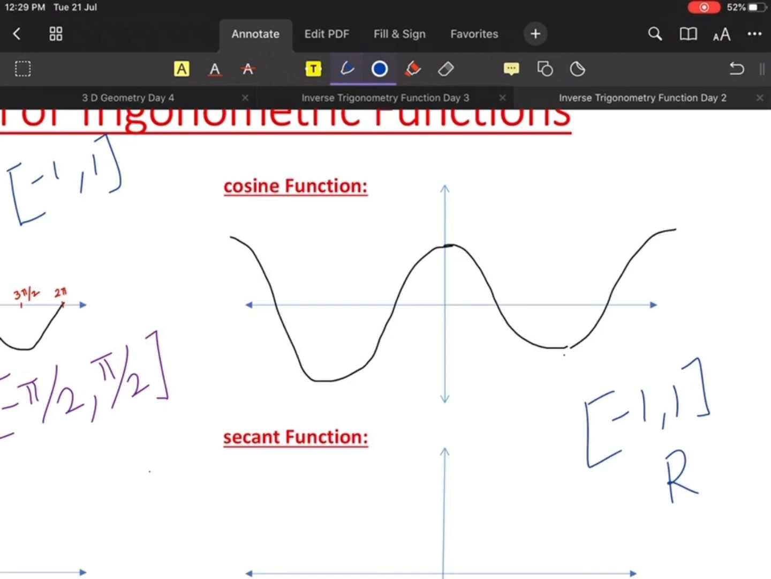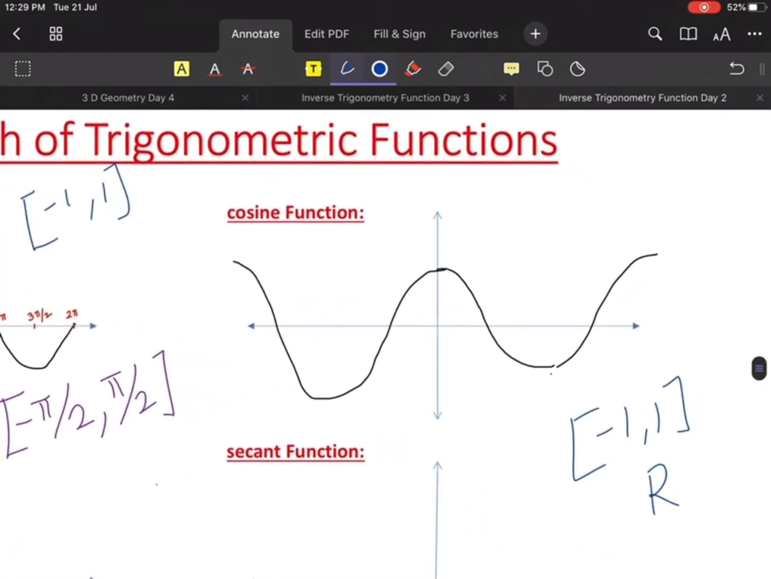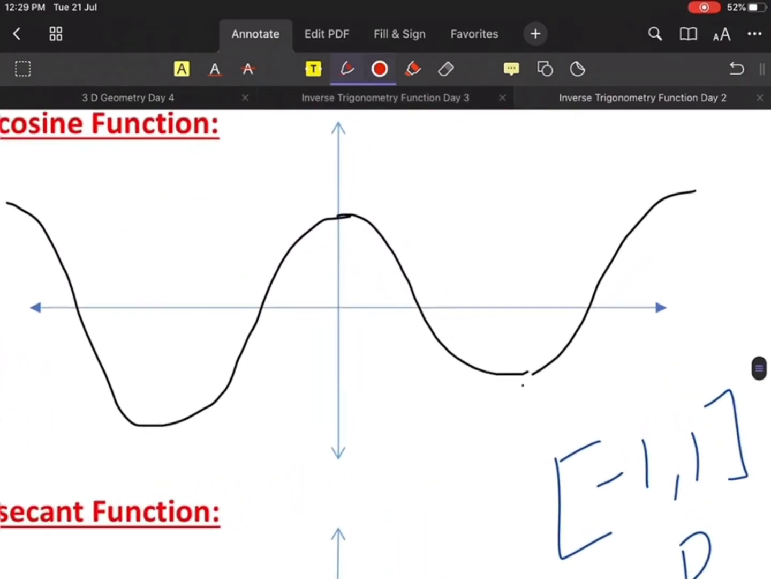So you see the domain is R. R means what? The x values are increasing toward the left hand side and right hand side. So we have to cut a portion such that the function is 1 1 and onto. So let's see who can guess it. And the domain has to be very, very close to the origin. Come on, let's see who can tell me.